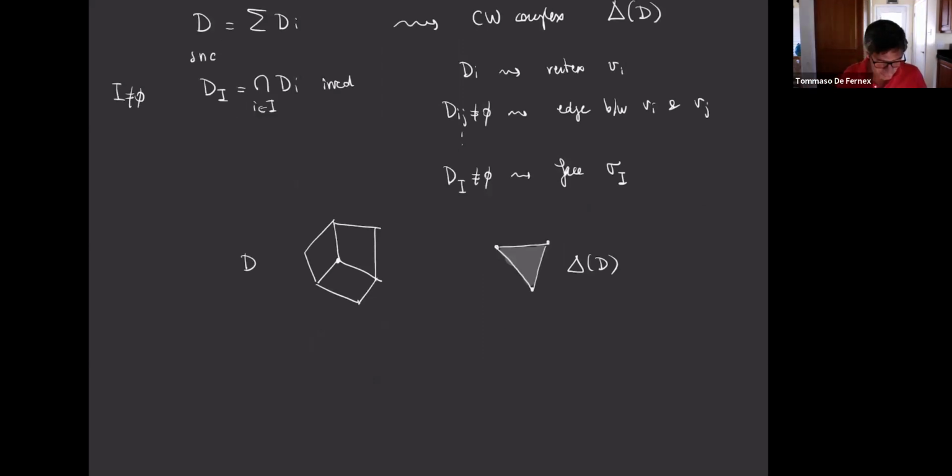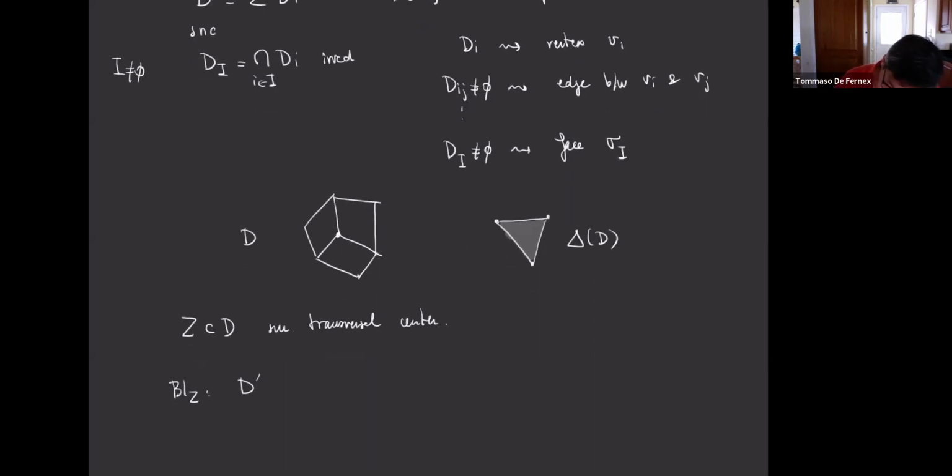Okay, so now we can think about what's happening here. Now we have Z inside D, a smooth transversal center, and you are blowing that up. And we want to understand this. So we blow up Z, and we get a new divisor D prime. And so we want to compare delta D prime to delta D.